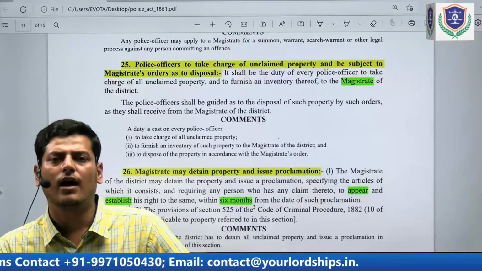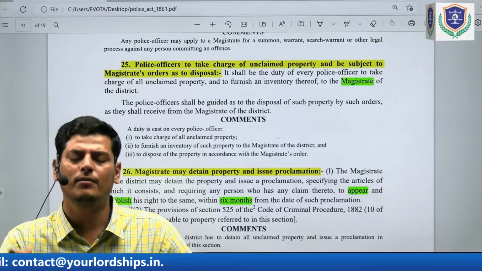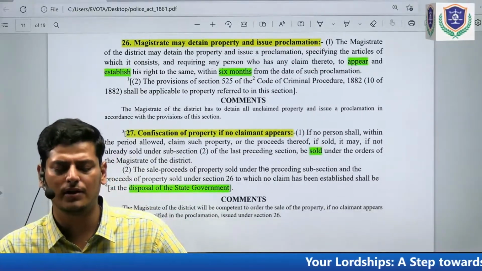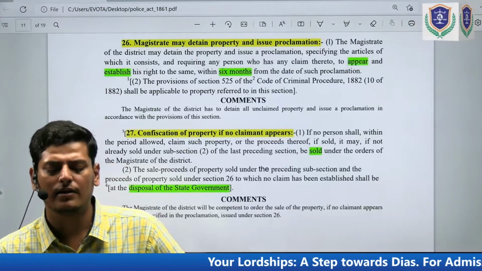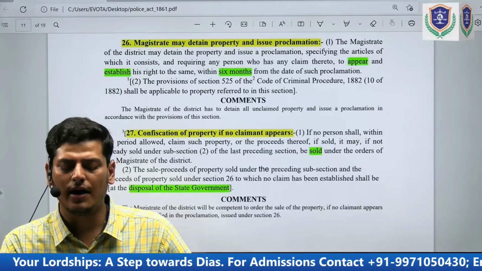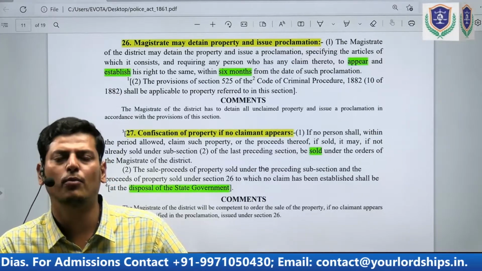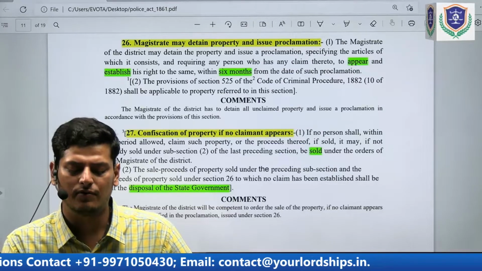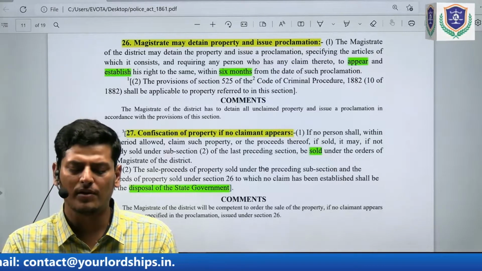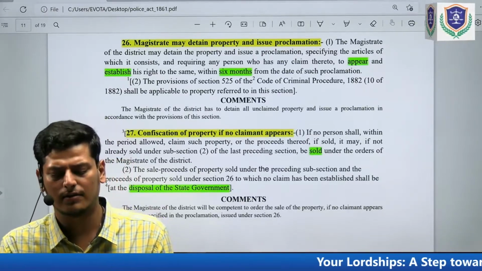पहला तो कोई भी अनक्लेम प्रॉपर्टी है तो उसका चार्ज तुरंत ले लेगा पुलिस ऑफिसर और फिर उसकी इन्वेंट्री बना के मजिस्ट्रेट को दे देगा, सेक्शन 25. फिर सेक्शन 26, मजिस्ट्रेट के पास आ गई प्रॉपर्टी. Magistrate of the district will detain the property and issue a proclamation specifying the articles which it consists of and requiring any person who has a claim thereto to appear and establish his right with respect to such unclaimed property. Within what time frame? Within a period of 6 months from the date of such proclamation. पहले तो proclamation किया, फिर टाइम दिया जाता है 6 महीने का, इसके बीच में आके कोई भी अगर अपना राइट एस्टैब्लिश कर सकता है तो क्लेम कर सकता है.